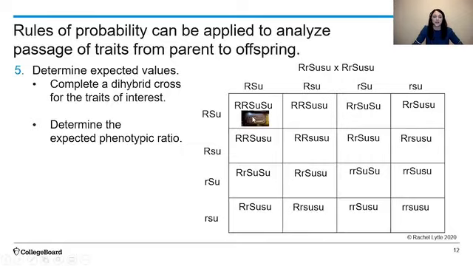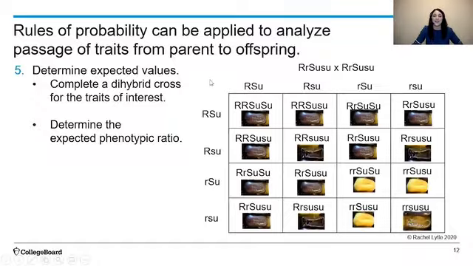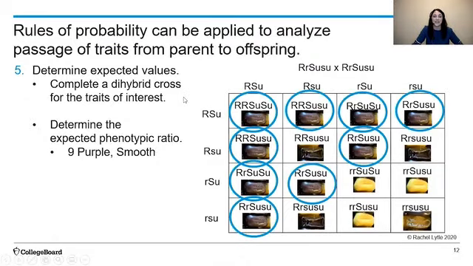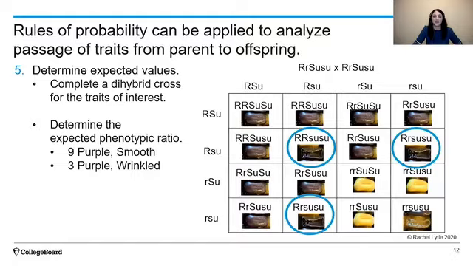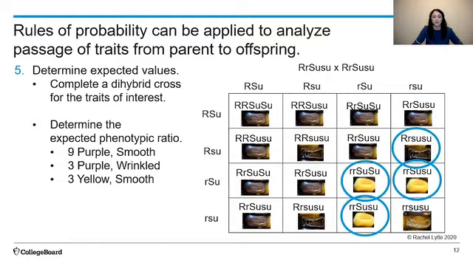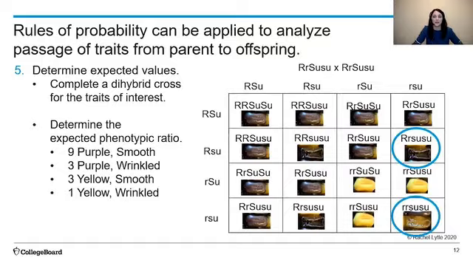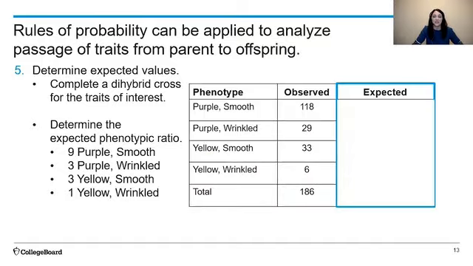I know that purple is dominant and smooth is dominant. So since I have homozygous dominant here and homozygous dominant there, I'm going to have a purple smooth kernel or seed. I can fill in the rest of them, and that's what I get as my expected results. I would expect 9 purple smooth to 3 purple wrinkled to 3 yellow smooth to 1 yellow wrinkled. Now I need to make those into values that I can compare to my observed values.